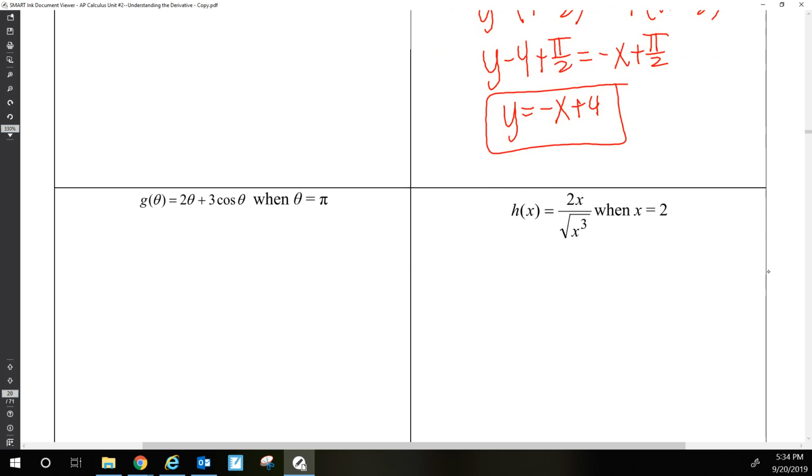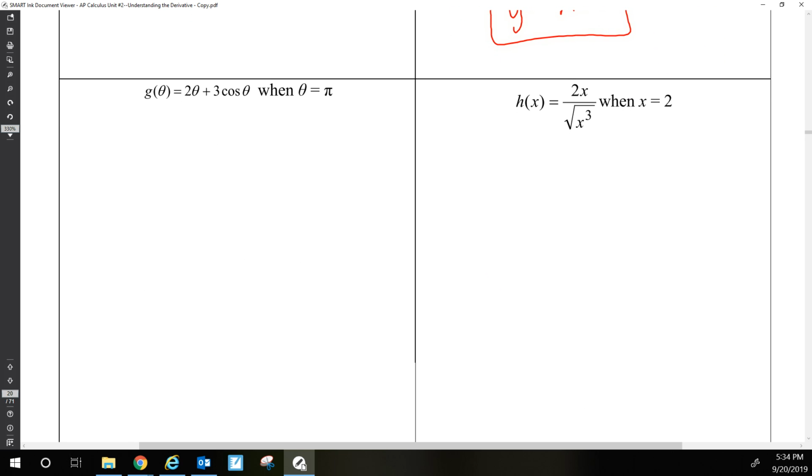All right, looking at this example here with g of theta. Again, first we're going to find it at g of pi. So what is g of pi? This is going to give me my point. I've got 2 pi plus 3 cosine pi. What is your x value at pi? That's going to be -1. So this is going to be 2 pi, -1 times 3 is -3. So the point on the tangent line is going to be pi, 2 pi minus 3.